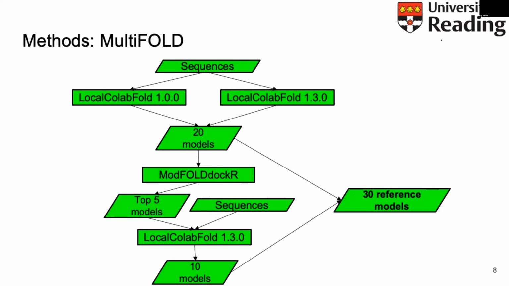And the reason we've got two different versions of local ColabFold is because they use two different approaches to the assembly prediction. They use different sets of weights, and in some cases, version 1 actually produces better multimer predictions than 1.3. So by including both versions, we make the overall approach a little bit more orthogonal. Okay, so that's the method.